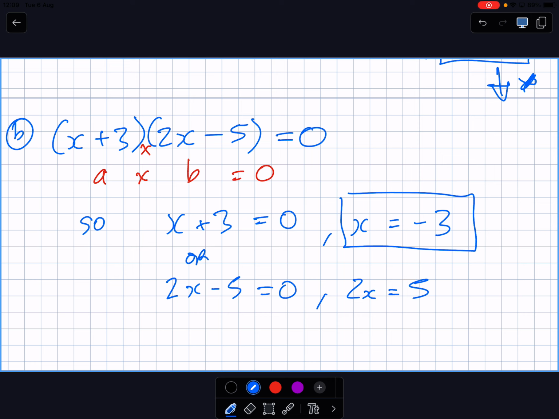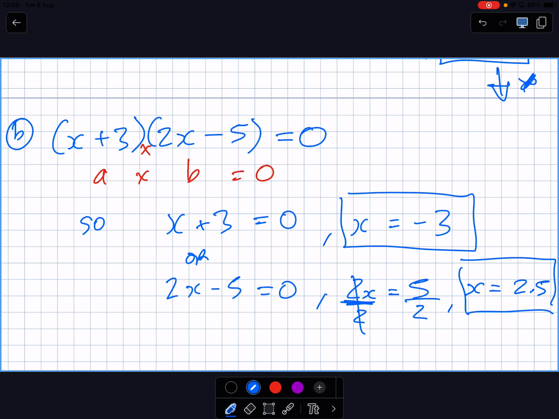But x isn't by itself yet. What's the opposite of timesing something by 2? If I divide both sides by 2, that's going to cancel. x is going to be 5 over 2, which is 2.5. Why do we have 2 answers? You don't have to go back and show me that it's right, but I just want to prove to you that this is all true statements, okay?